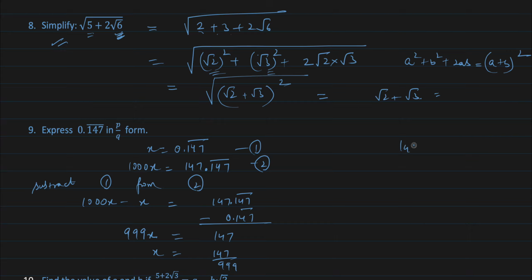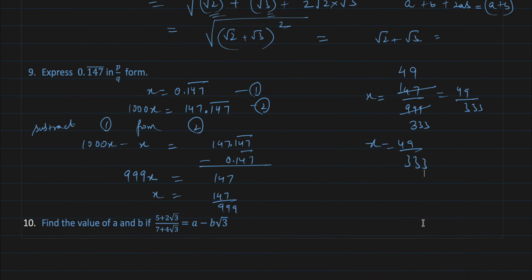So x is 147 by 999. Can we simplify it further? Is it divisible by something? Is it divisible by 3? 1, 4, 7 adds to 12. Yes, we can try with 3 first. So 3 into 49 is 147, and 3 into 333 is 999, so it is 49 by 333. Is this divisible by 7? 333? I don't think so. So it is 49 by 333.